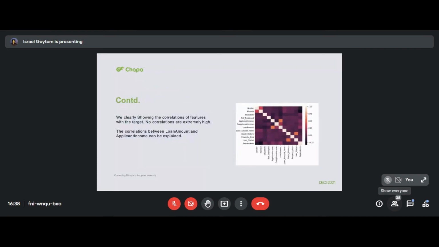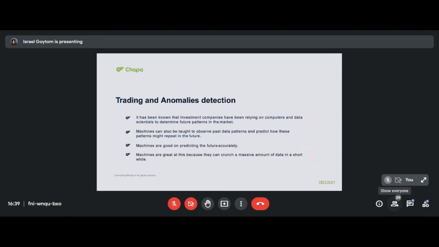This is a feature matrix we got out from the model, from the features that we built. It's clearly showing the correlations of features with the target, right? So the target, the actual loan amount, is highly relative. But as you can see from the confusion matrix, no correlations are extremely high, except loan amount and applicant income, which can be explained, because with income, okay, you can ask well, unless in other ways you're trying to get the money with confidence.